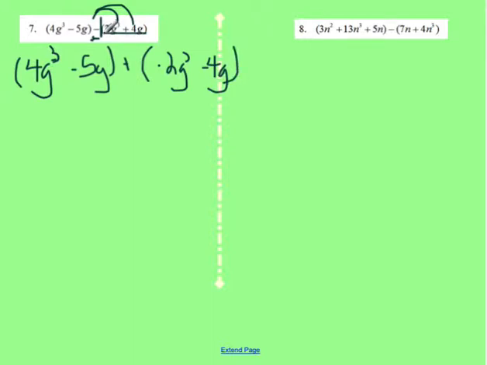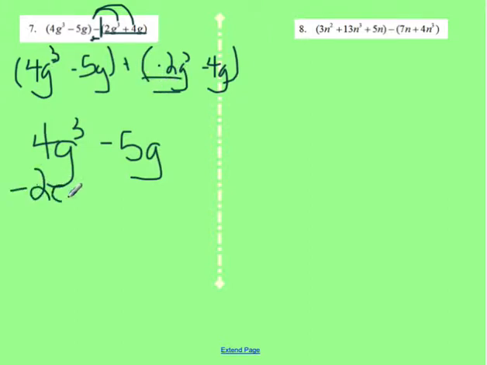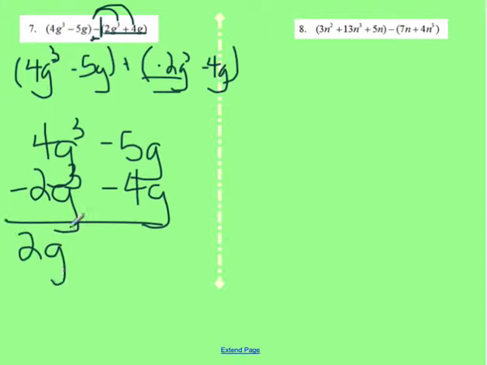Now I'm ready to set up my columns. So I have 4g cubed minus 5g. Now I have a negative 2g cubed because I distributed in that negative sign, minus 4g. So now that I've lined up my columns, I can go ahead and add down. Negative 4 minus 2 is just 2, and then g cubed is going to stay the same. Negative 5 minus 4 is going to give me negative 9, and then that g is going to stay the same as well. Let's take a look at number 8.